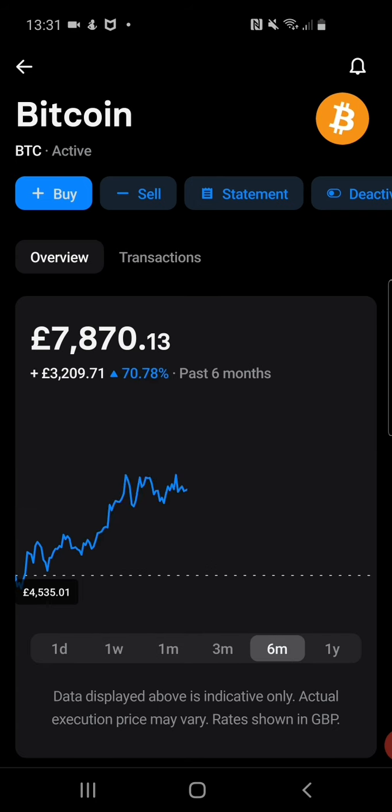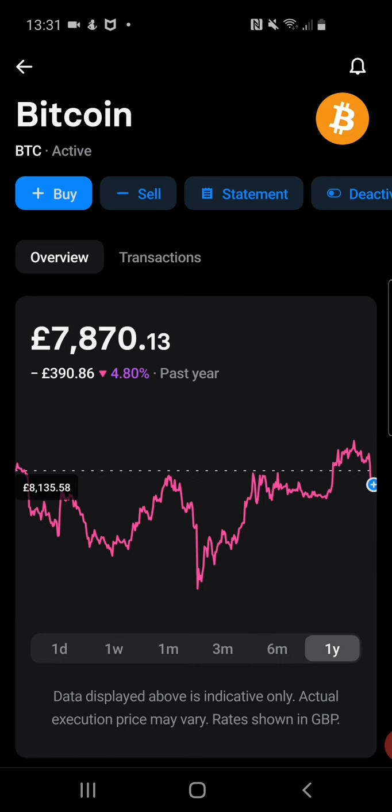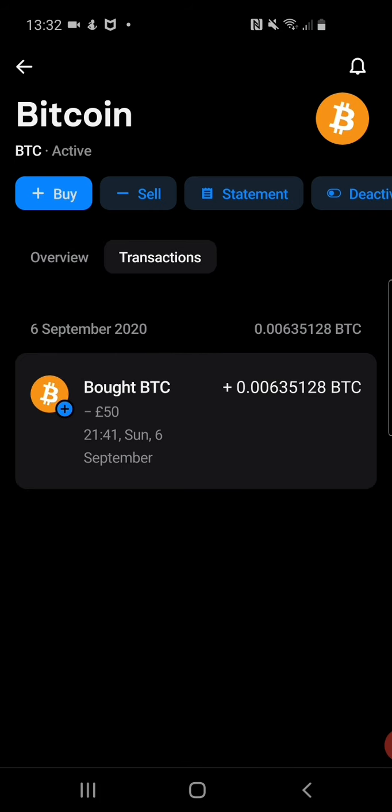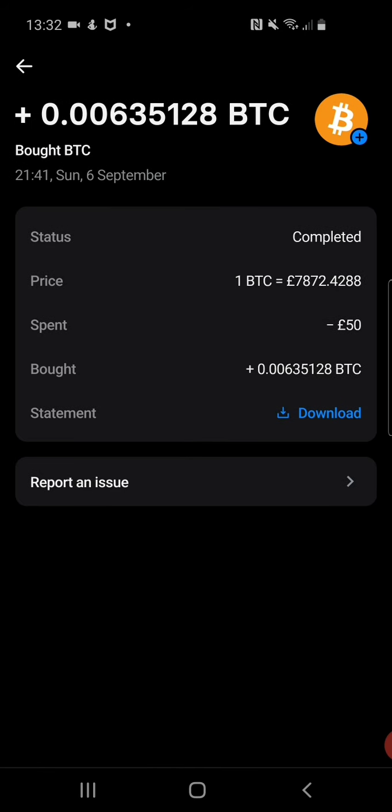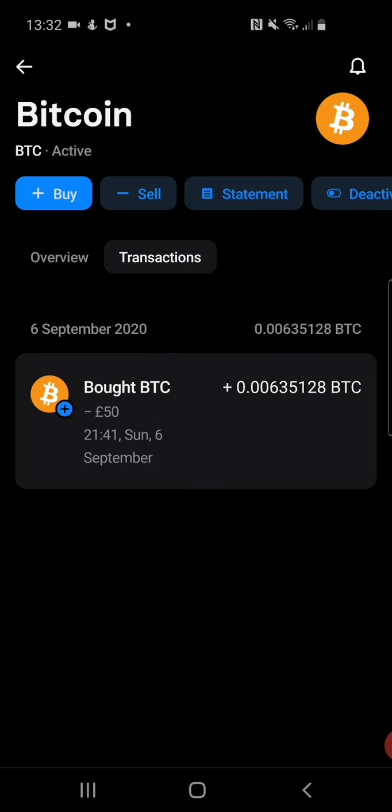You can get a good feel for where the asset's been moving up to a full year. You can also see the transactions you made. So you can see on the 6th of September, I purchased £50 worth of Bitcoin. And by clicking on that, you can see that I purchased Bitcoin at £7,872. Now, if you look at my first video, I did explain this idea of margin, a margin fee.